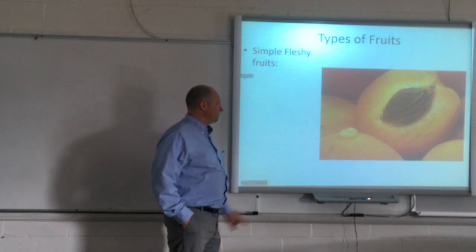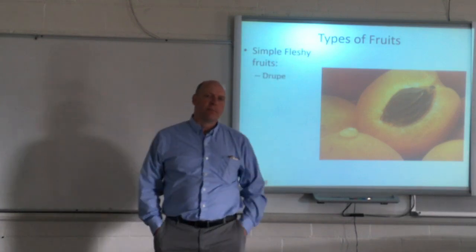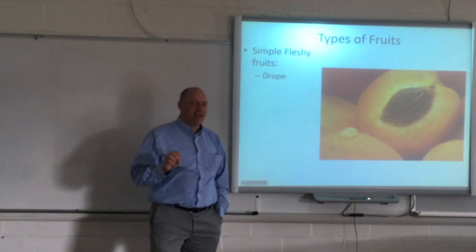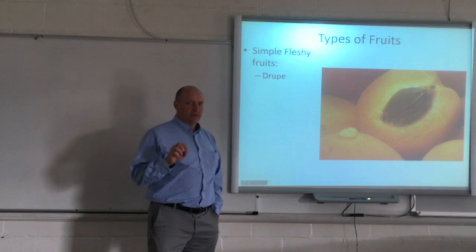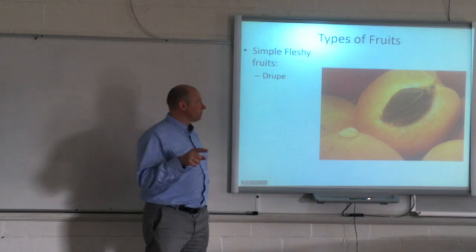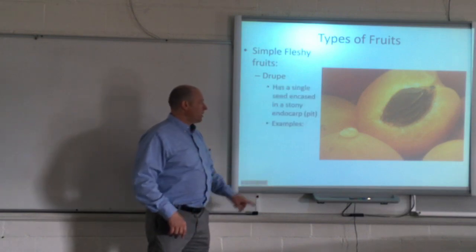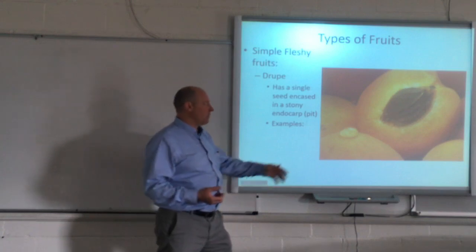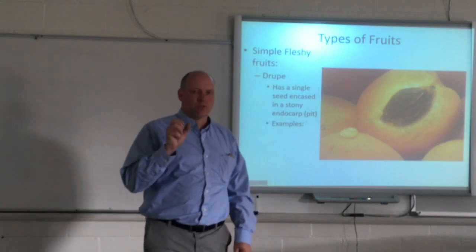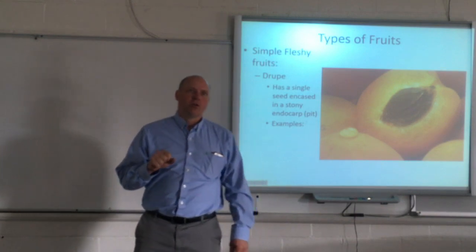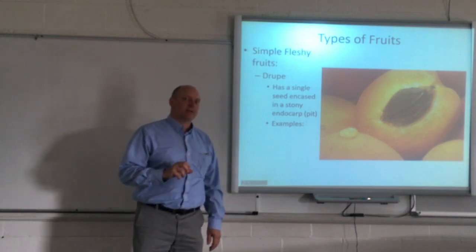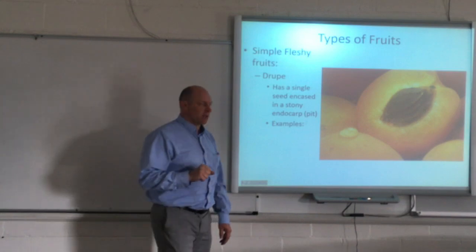Let's start with a drupe. A drupe is a type of simple fleshy fruit, and the easiest way to learn a drupe is that they have a pit, meaning they have a stony endocarp surrounding a single seed. So can you think of examples? Well, I've got one up here, a peach. A peach has a stony pit. Usually this is a really hard pit. In order to break this open, you're going to require a hammer or a nutcracker, because you're not going to break this with your teeth in most cases.